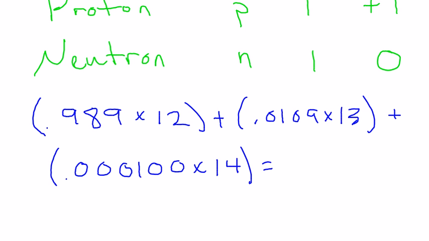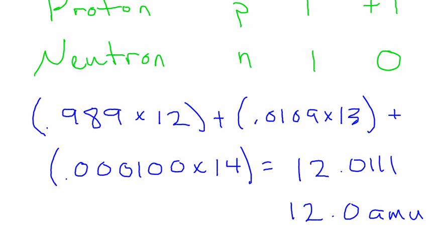And that equals, if you run that through your calculator, and I'm going to do that real quickly here. If we round that to sig figs, we should have 3 sig figs there. So 12.0 amu. And if you check that on the periodic table, that is very, very close. In fact, it is the atomic mass of carbon.